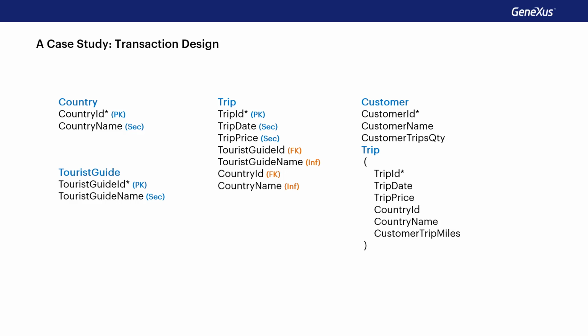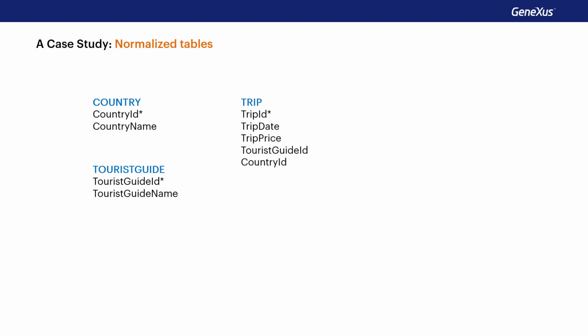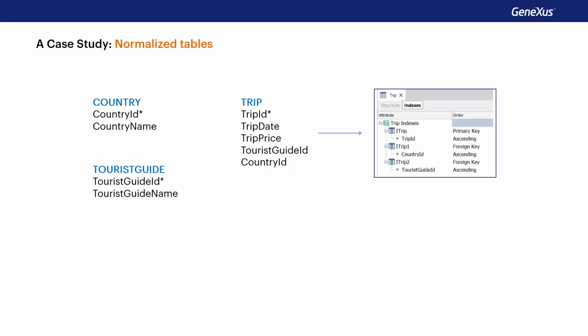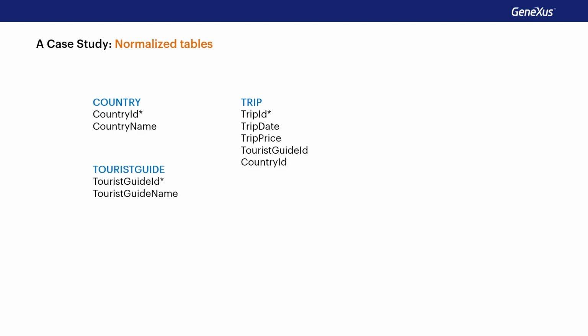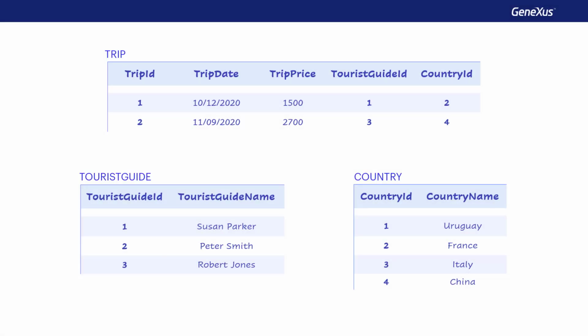So, what will be the structure of the table associated with the trip transaction? Its primary key, trip ID, and the attributes trip date, trip price, tourist guide ID, and country ID. If we now think about the indexes, which indexes will be created by GeneXus over the trip table? The primary index by trip ID, and the foreign indexes by country ID and tourist guide ID. This means that, for example, when inserting a trip, the primary index by trip ID will control the uniqueness of its value. In other words, that there is no other trip with the same primary key value.